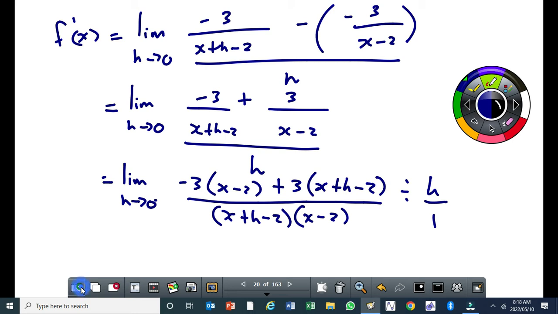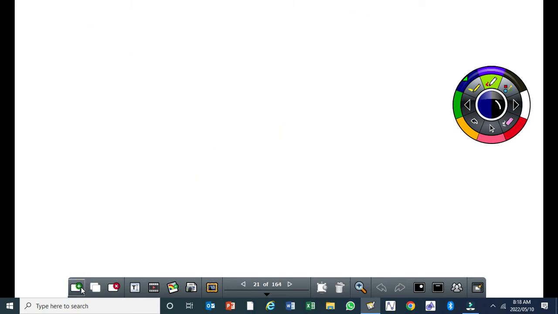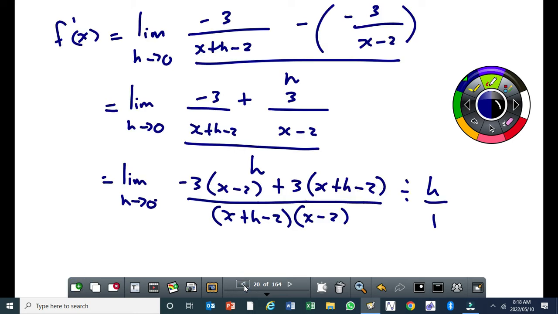Okay, so from here, we'll get, if I remove brackets, I'll get minus 3x plus 6.